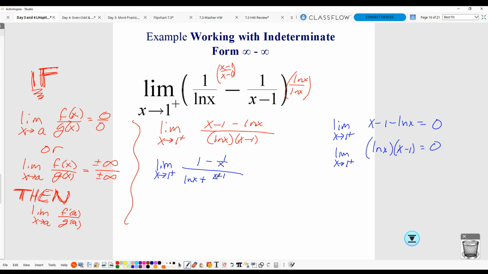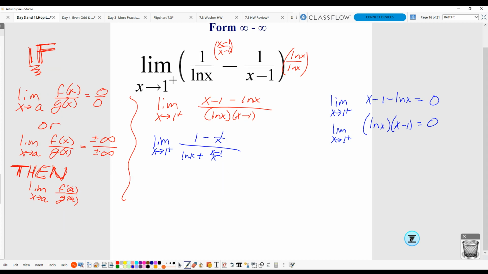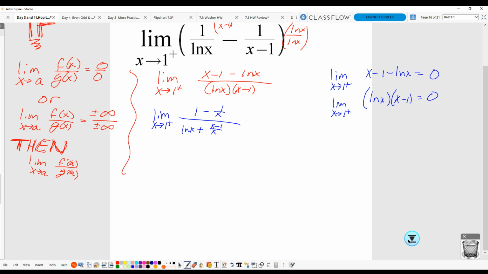So second times the derivative of natural log, which is 1 over x. Okay. So now I can just plug in 1. Iris, when I plug in 1 up top, what do I get?